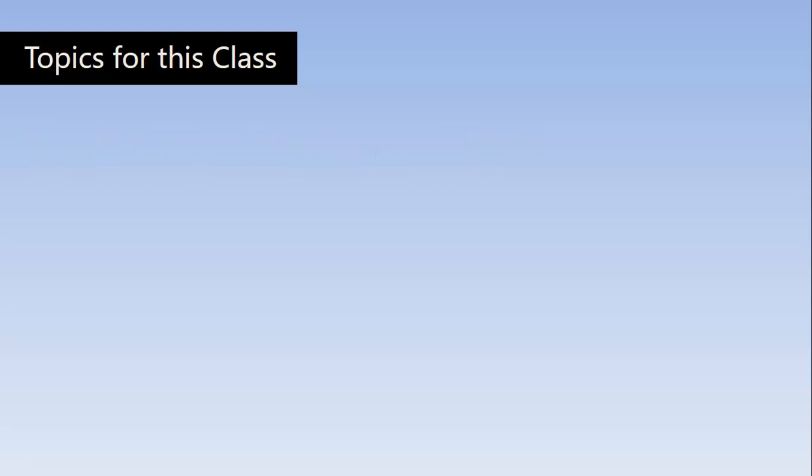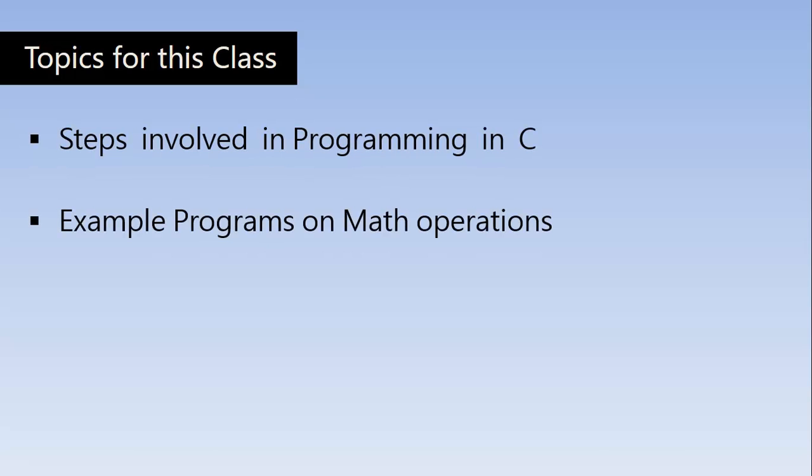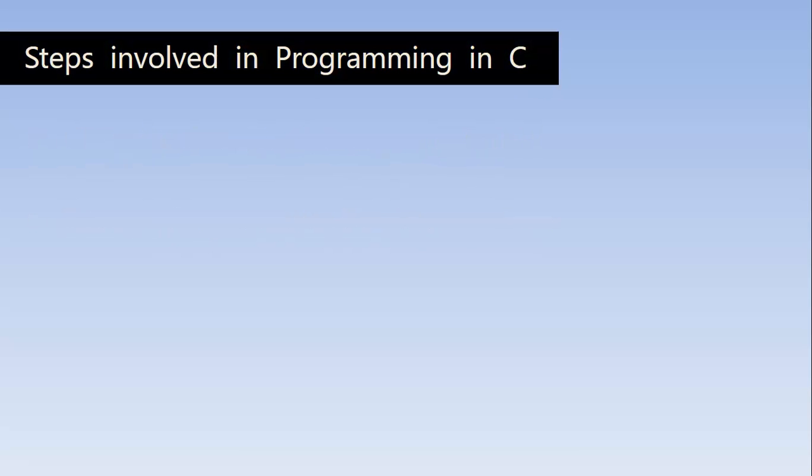Topics for this class are: first we'll understand what are the different steps involved in programming in C, and we'll do some example programs on math operations. So first we'll understand what are the different phases that a C program undergoes to give us the result or output. In this process, the first step is to write the program.